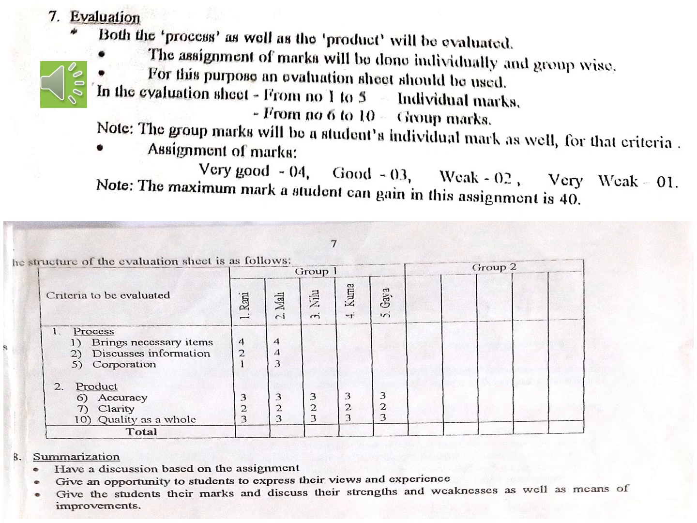Assignment of marks, very good, out of 4. So the maximum for each criterion is 4, right? Out of 4 for each. 3, 2, 1, like that. No zeros. Note, the maximum mark a student can gain in this assignment is 40, because there are 10 criteria. So 10 into 4, 40. So the first one, brings necessary items. Mala and Rani got 4 marks, full marks. She has got everything.